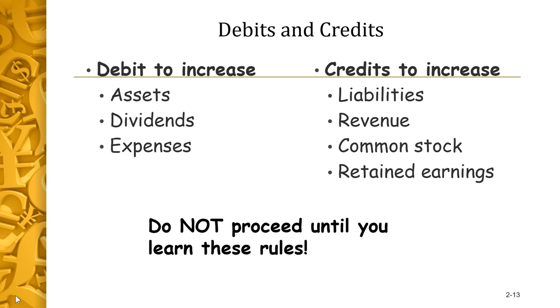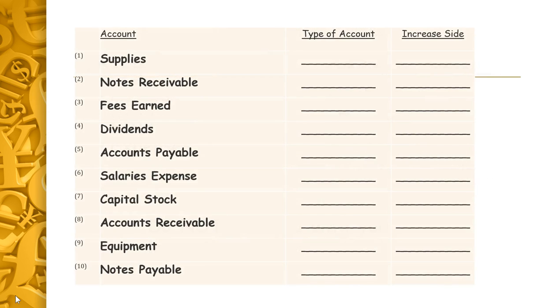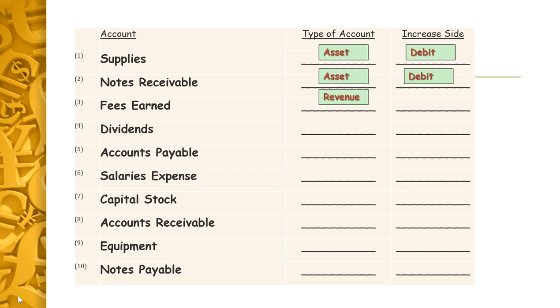Now let's go through a little example to end this part. All right, supplies. It is an asset because it has future economic value, and we increase it therefore with a debit. Notes receivable means somebody owes us money and they've signed a note. That is also an asset, which means you increase it with a debit. Fees earned, which is the same as service revenue, is revenue or stockholders' equity, and we increase that with a credit. Dividends is also equity, but that we increase with a debit because dividends reduce equity.